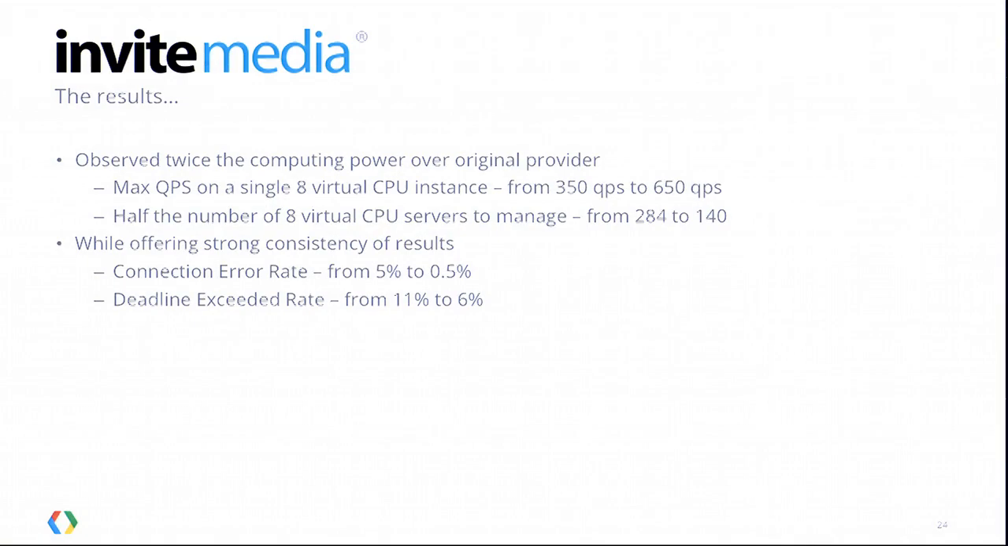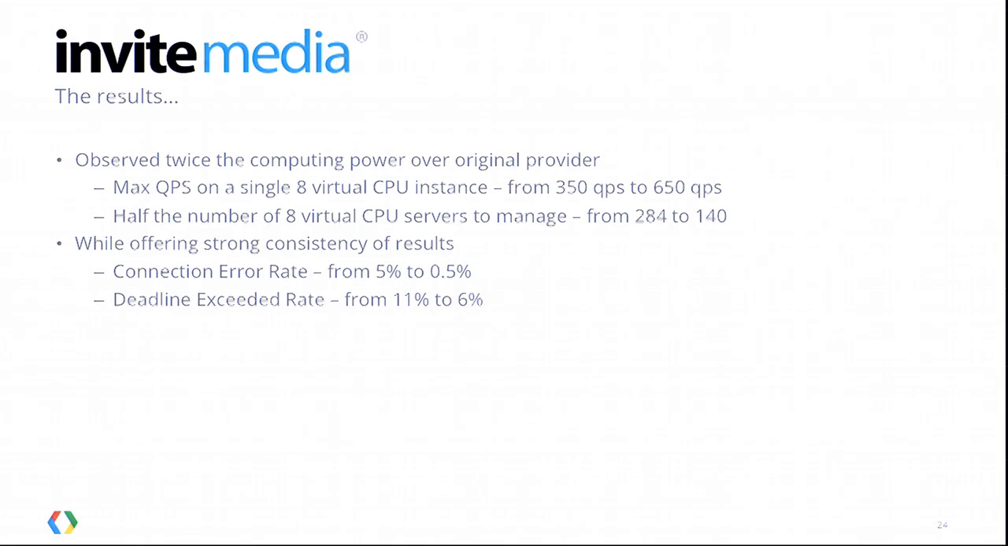After we set up the test cluster, we decided to actually serve a portion of our production traffic through Google Compute Engine. And we use 8-core instances on both our existing provider and Google Compute Engine. On our existing provider, a single 8-core instance can handle up to 350 queries per second while respecting the latency requirements. On the other hand, on Google Compute Engine, a single instance can handle up to 650 queries per second. That's pretty impressive. With that, we used to serve that portion of traffic with 284 machines, whereas after migrating to Google Compute Engine, we are currently serving with only 140 machines. Which is essentially halving the number of servers that we need to manage.